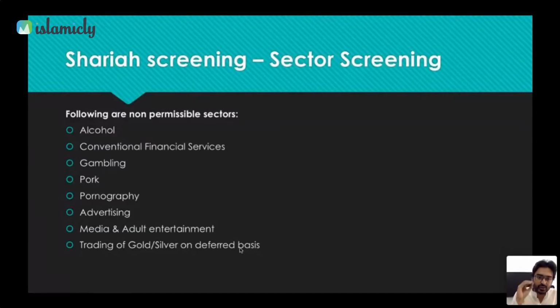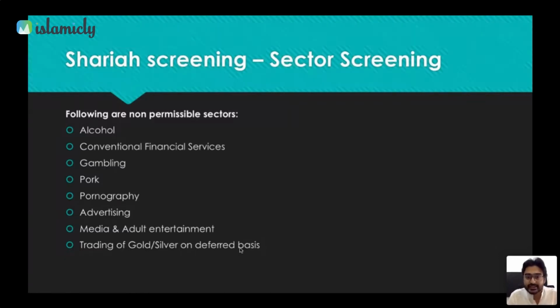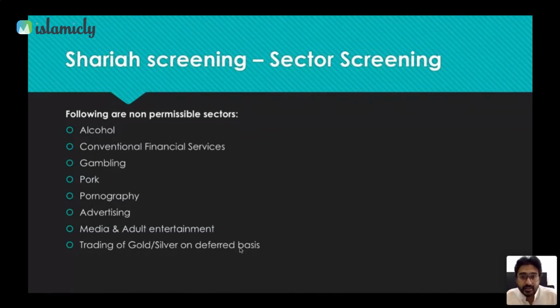I will take you through each and every sector so that you get a deeper understanding as to what is it, from a business perspective and a sector screening perspective in a listed company, that is required to be checked so that it passes that level of screening.